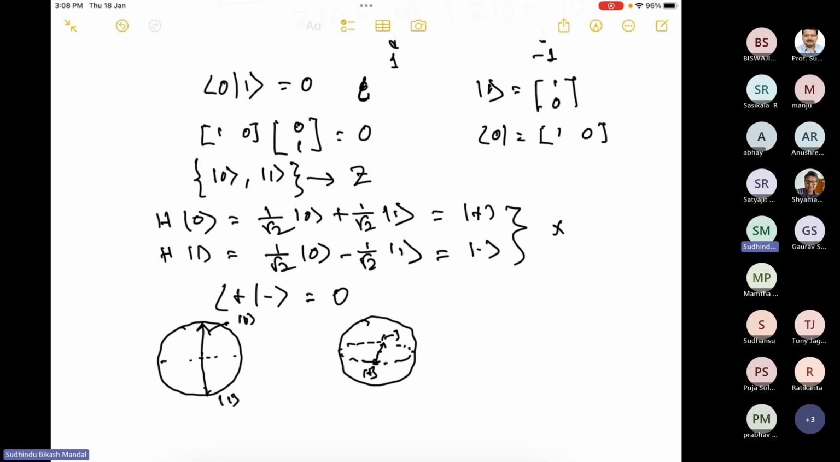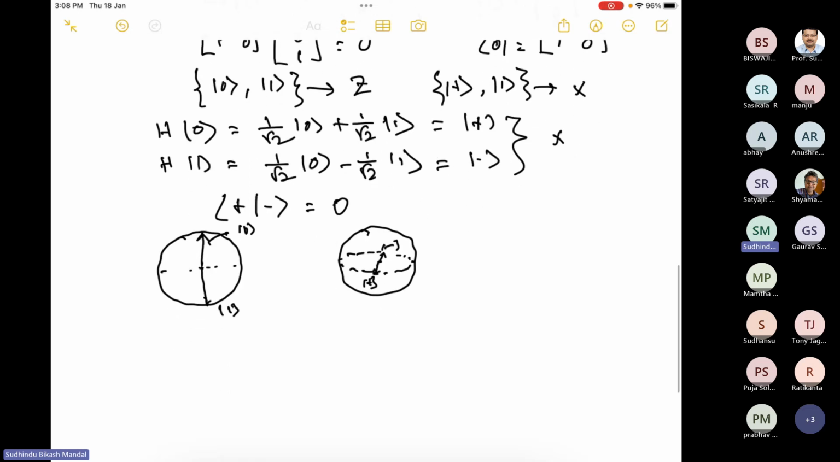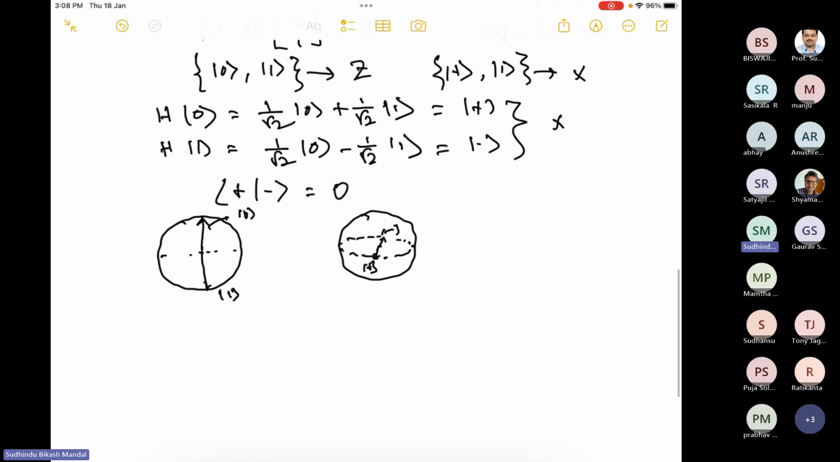And there is a very interesting property between these two bases. This is the eigenspace Z basis, and there is another basis from a basis state. This is plus minus. This is the eigenbasis of X. There are some interesting features between these two basis sets. I will try to give this observation to you.